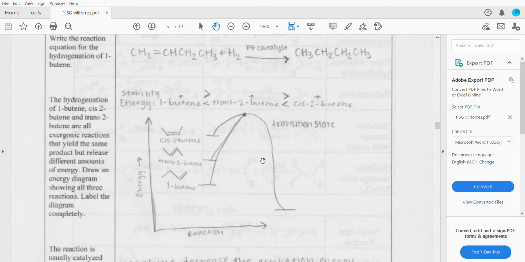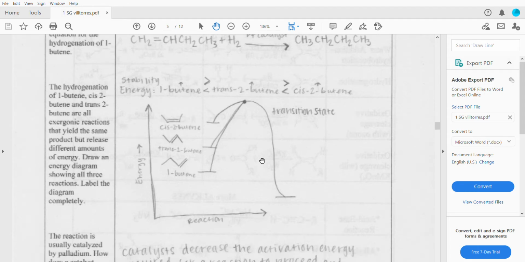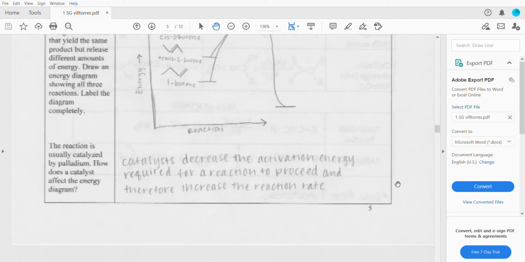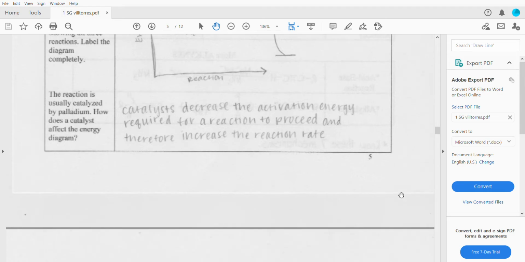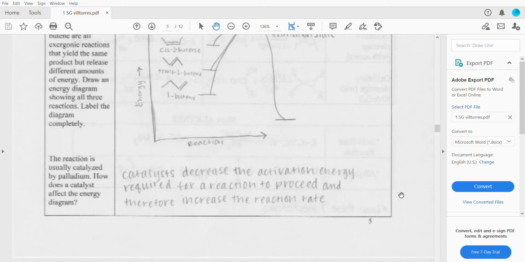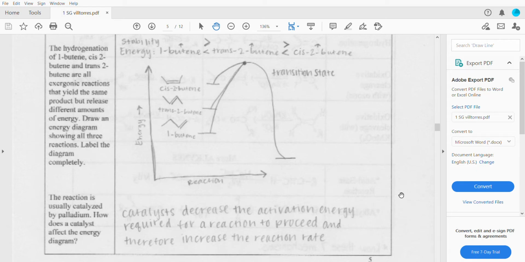Now, when you look at the stability diagram: 1-butene, trans-2-butene, and cis-2-butene. And then look at the energy diagram: 1-butene, trans-2-butene, and cis-2-butene. And those are the transitions. So a catalyst basically decreases the activation energy, and it increases the reaction rate. That's the function of the catalyst, and that's why we are using palladium, not platinum. I'm sorry if I said platinum. No, it's palladium. Yes.